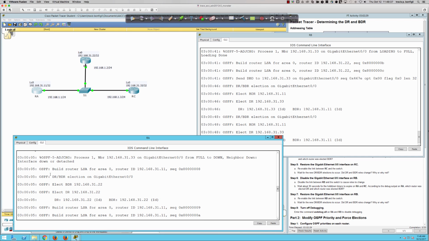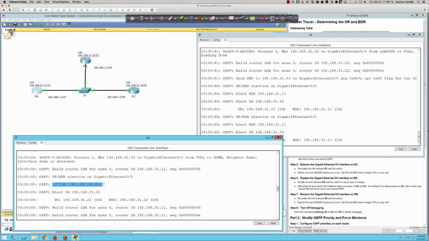And you can see we get an LSA being built, because it realizes that neighbor has gone away. So it builds its type 1 router LSA, which it's going to flood. And this is where the election would take place. So it says DR BDR election is taking place on gig 0/0, and the BDR that gets elected is router 2, and this is also very important: the BDR is elected first.